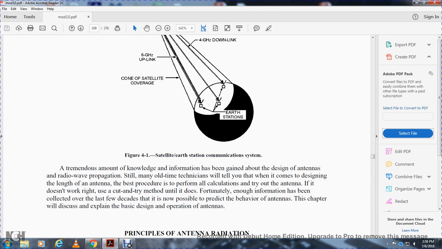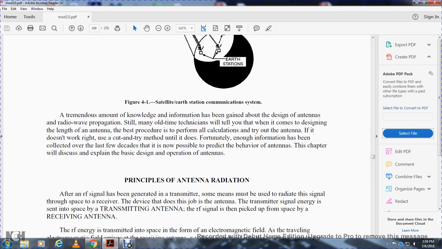A tremendous amount of knowledge and information has been gained about the design of antennas and radio wave propagation. Still, many old-time technicians will tell you that when it comes to designing the length of an antenna, the best procedure is to perform the calculation and try out the antenna. If it does not work, use the cut-and-try method until it does. Fortunately, enough information has been collected over the last few decades that it is now possible to predict the behavior of the antenna. This chapter will explain the basic design and operation of antennas.